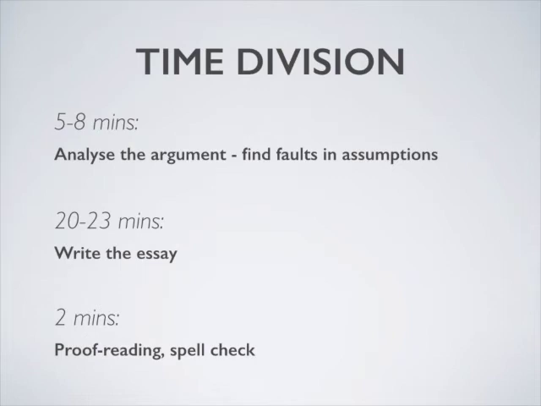Let's talk about how to divide your time while writing the argument task. You have 30 minutes to jot down an essay with 4 to 5 paragraphs. So what you should do is take 5 to 8 minutes to read the topic a few times. Read it repeatedly and really understand the argument.